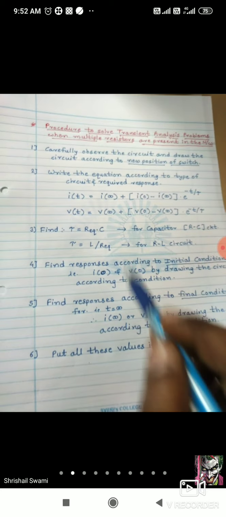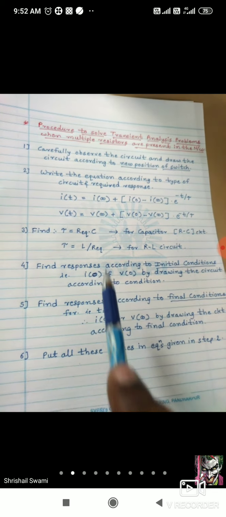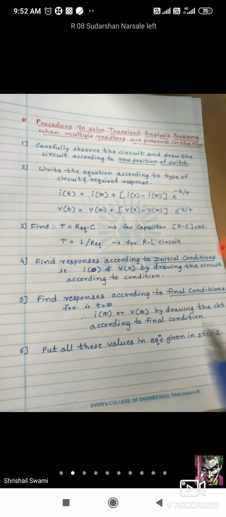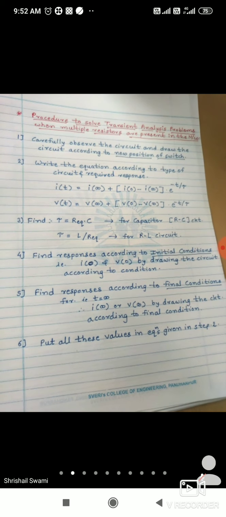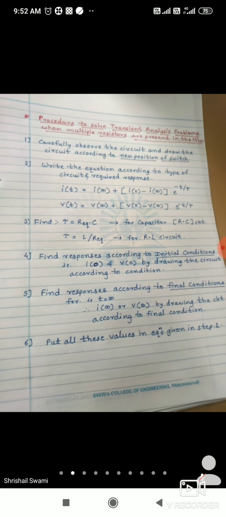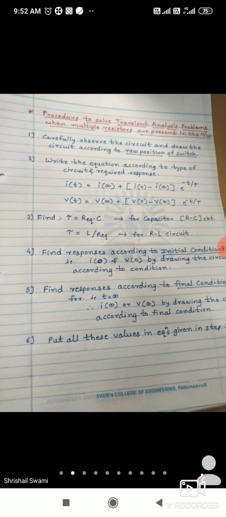So these are the 6 steps, carefully observe. You can use these steps when multiple resistors, meaning more than one resistor, are present in the given network. In that case only you can follow these steps. For the GATE exam also, by using this procedure, you can solve problems based on the transient response. Now we solve the problem which I gave yesterday as homework. That type of problem we are going to solve now.